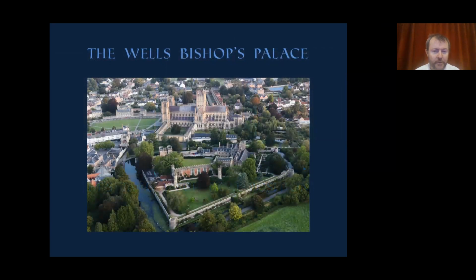Now, the reason for that is because you need to have satellite imagery or aviation technology to see it, because it's actually the arrangement of the walls of the Wells Bishop's Palace, which is just to the south of the cathedral. Now, the thing about these walls, they're arranged as a pyramid triangle, but also the length of them is the same as the height of the Great Pyramid.